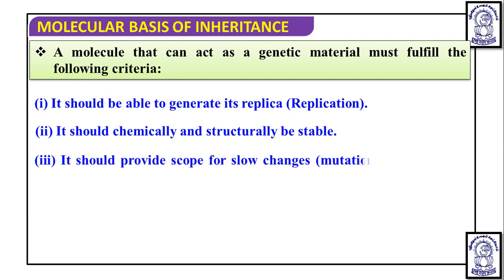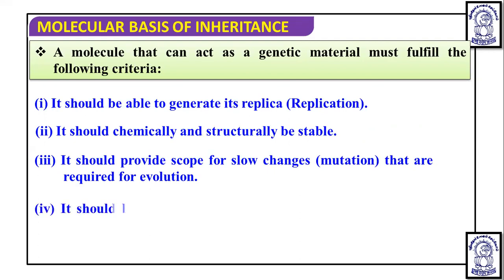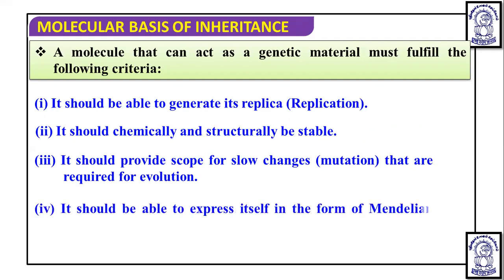And it should provide a scope for slow changes, slow mutations that are required for evolution. Sudden large mutations are not needed, but slow mutations allow some changes, which is necessary for evolution. And it should be able to express itself in the form of Mendelian characters, meaning it should pass from generation to generation and show its characteristics.